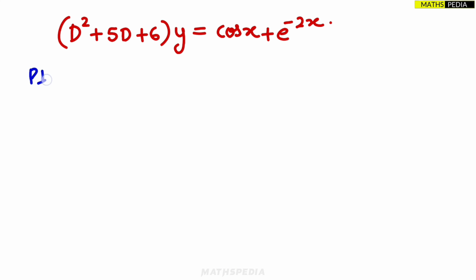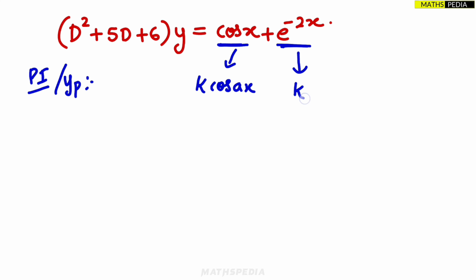Now in order to find out the particular integral, or we call it what? yp, what we are going to do? We have to concentrate on the RHS side also. So we have to write this part separately, this part separately. This is in the form of k cos ax. This is in the form of k e power ax. So there is a difference between these two. In the procedure also it is quite different. So we have to consider them separately.